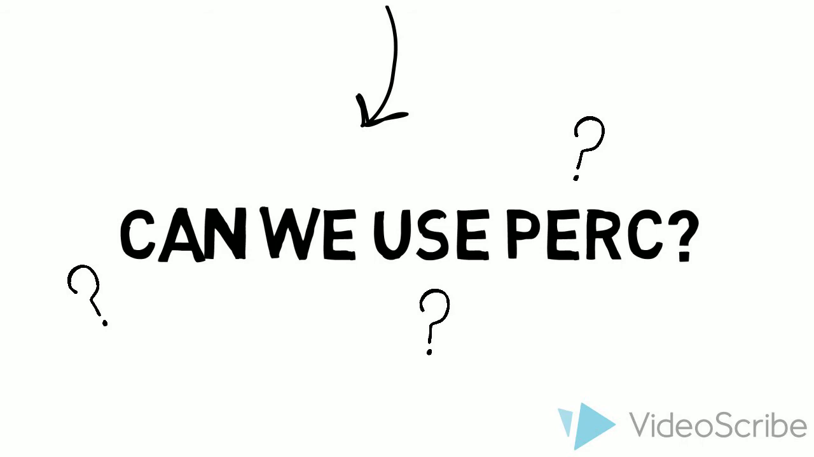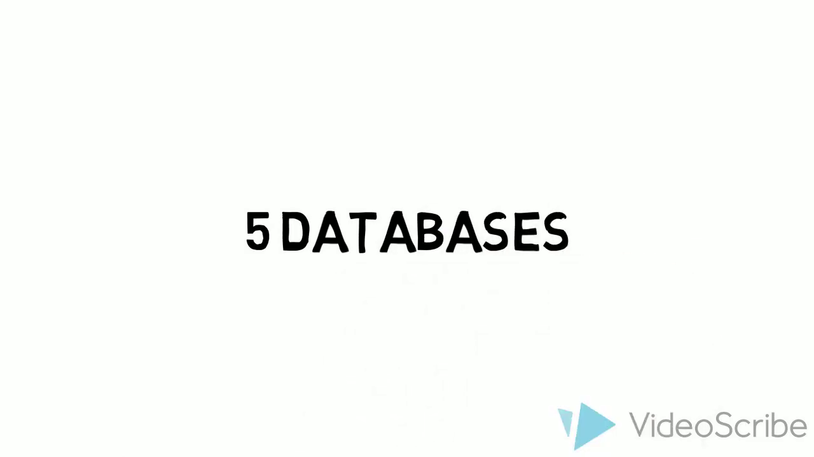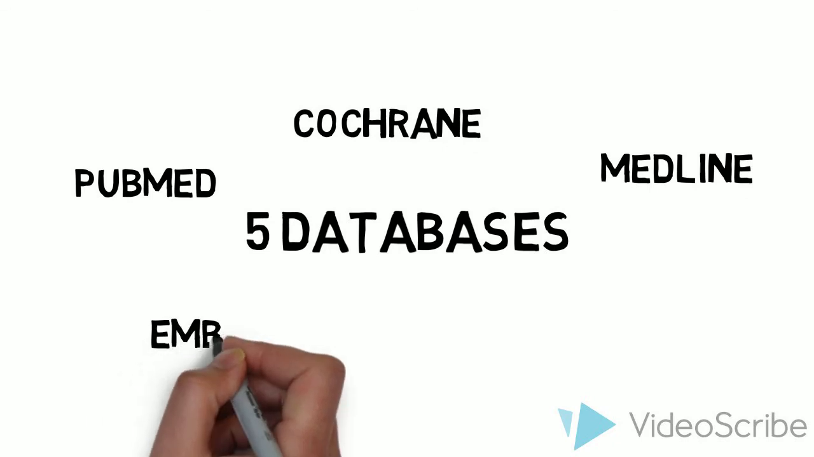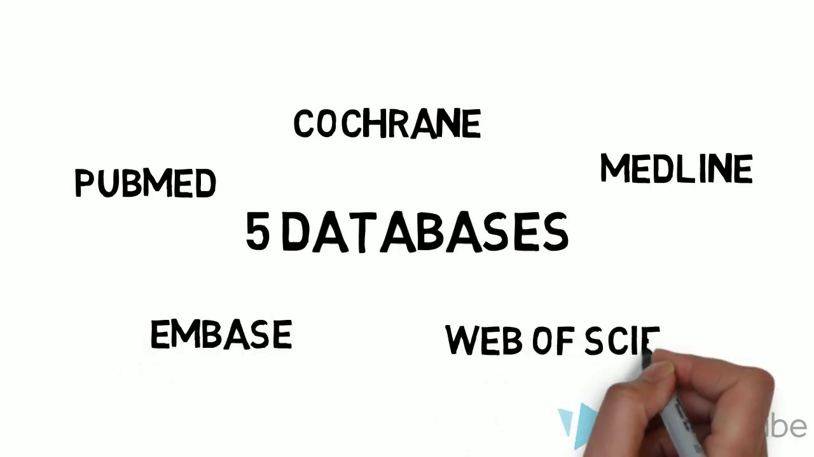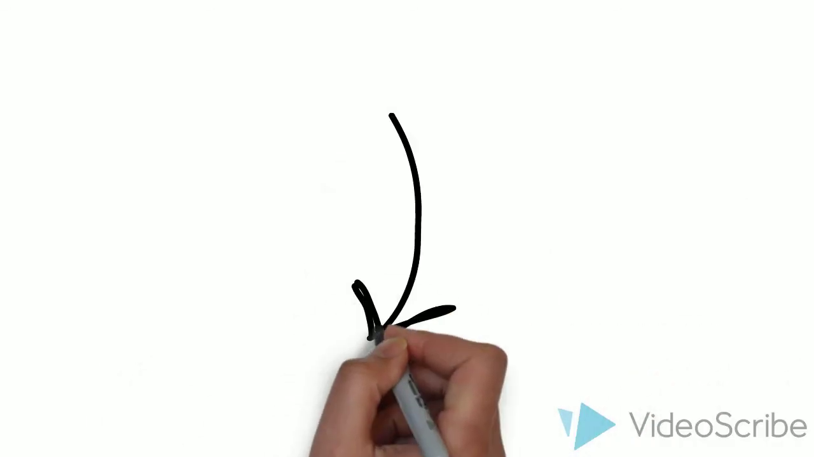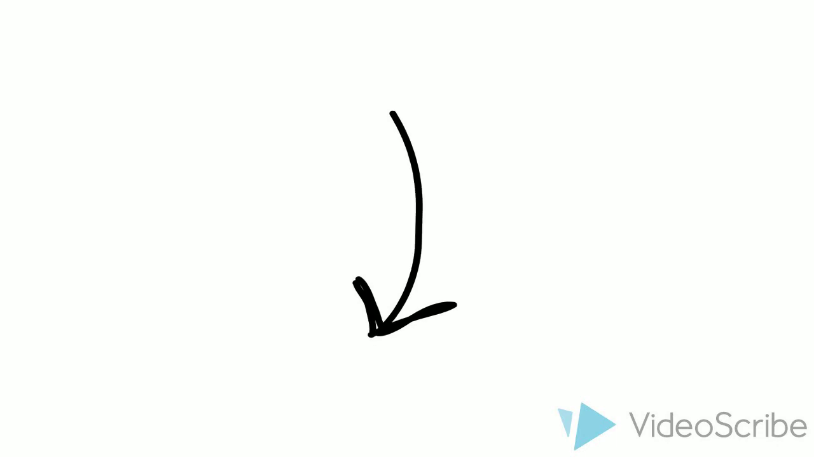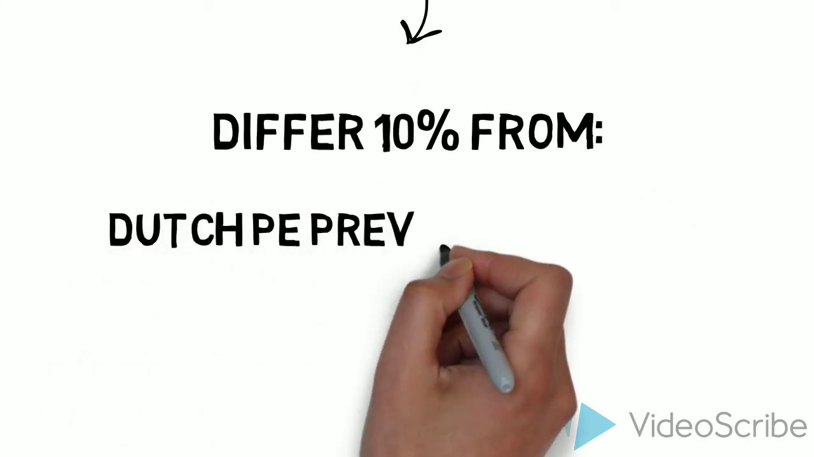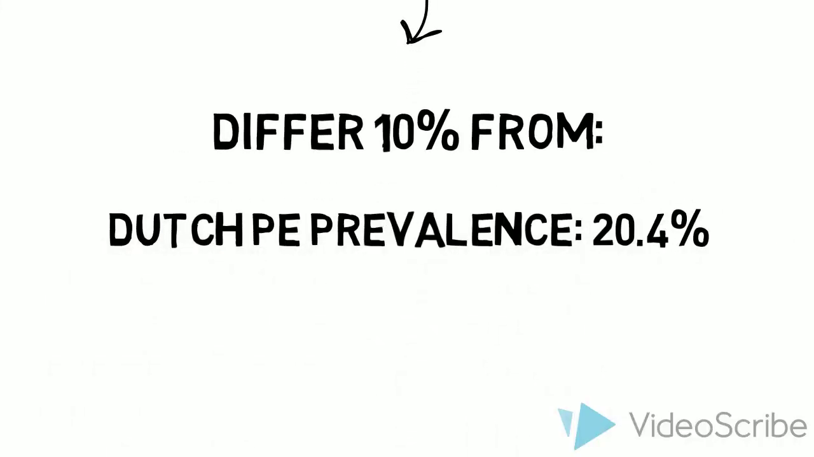How did you research the question? To answer the question, the databases PubMed, Cochrane Library, Medline, Embase, and Web of Science are used to collect articles. Articles were included when the PE prevalence in the study populations did not differ more than 10% of the prevalence of PE in the Dutch ED, which is 20.4%. We did a quality assessment on the remaining articles with an adjusted version of QUADAS.